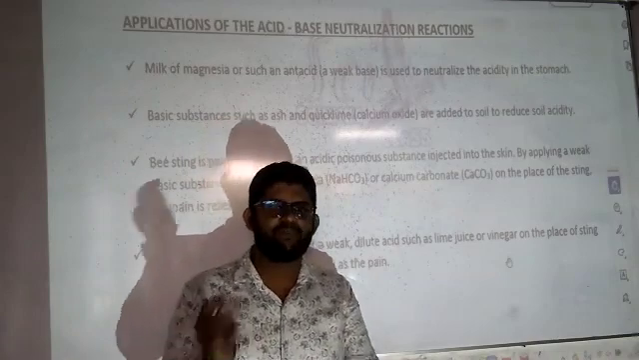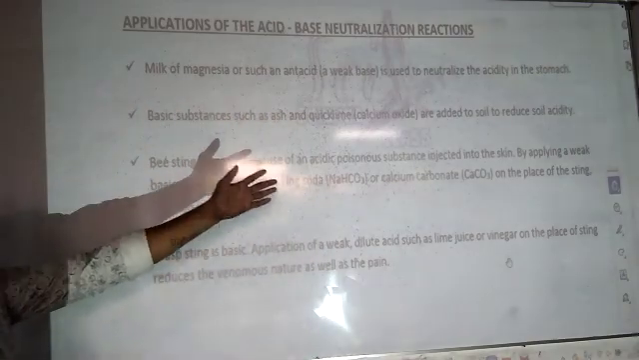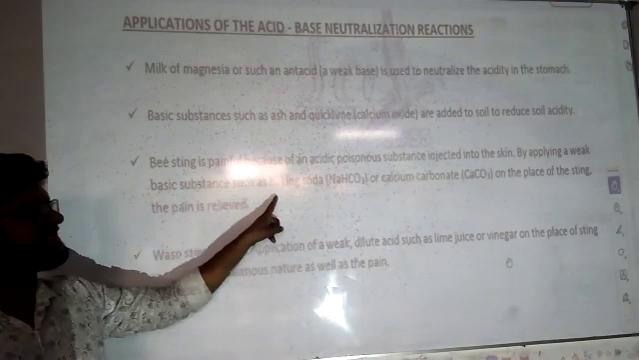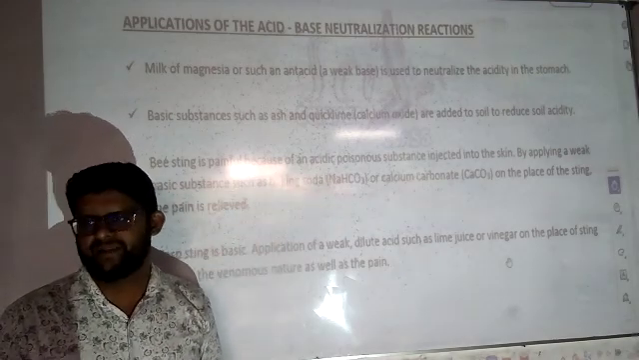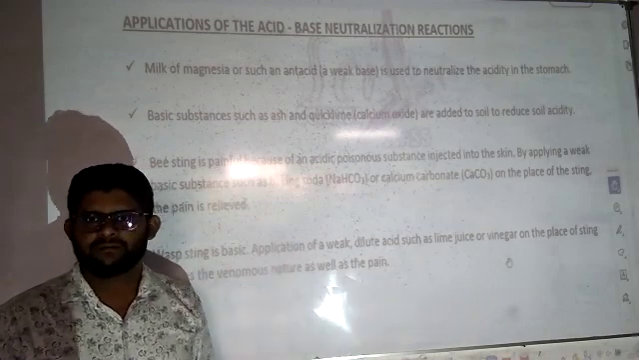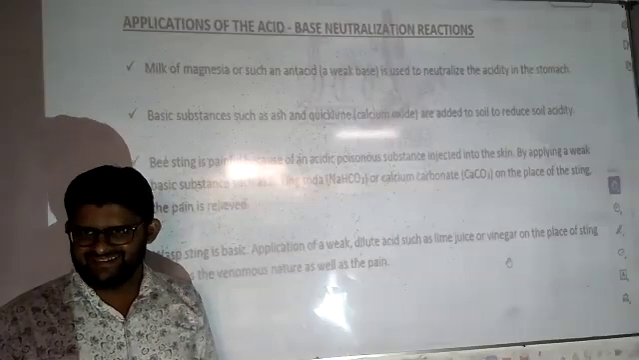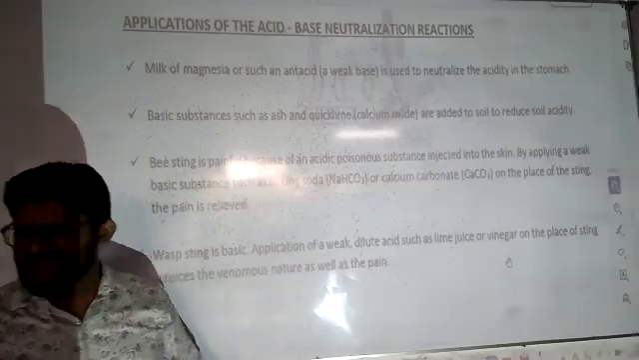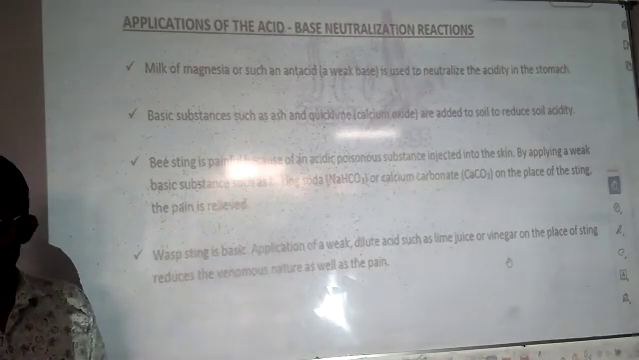Acidic, you have to apply a base. What is a base you can apply? By applying a weak basic substance such as baking soda. What soda? Baking soda, sodium bicarbonate. We are using this baking soda in baking the cakes. Right? Fine.